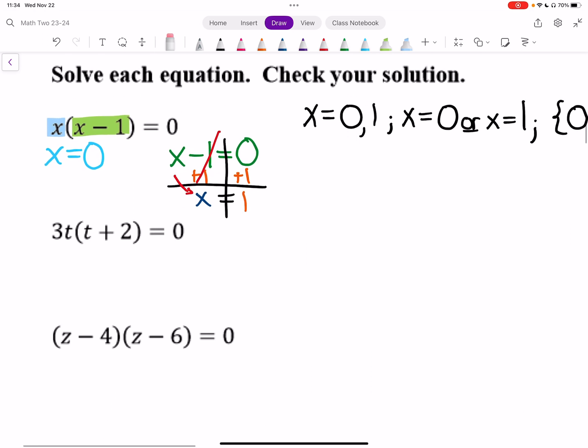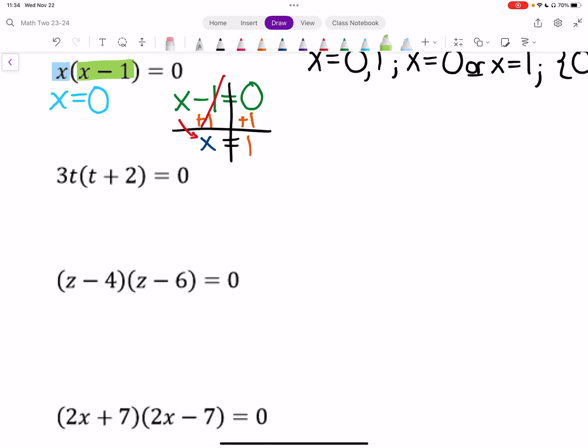Let's take a look at the next problem. Again, this is already written in factored form, so I don't need to worry about considering whether or not it's in factored form. That will be the same for your assignment. The first factor is 3t, so I'm going to write an equation that says 3t equals 0. The second factor is t plus 2, so I'm going to write a second equation that says t plus 2 equals 0. Now, notice neither of these equations are fully solved yet, so we have some work to do.